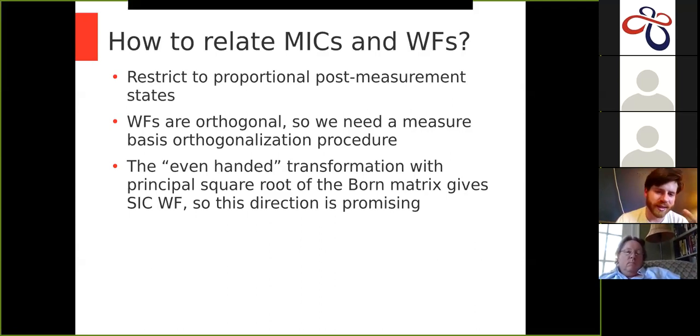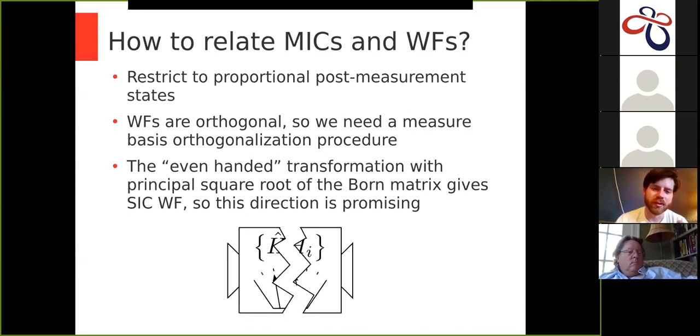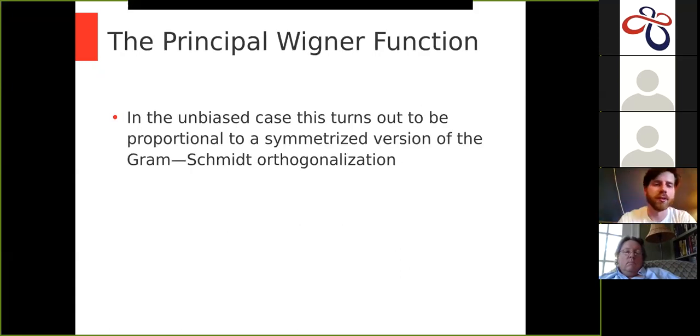And that splitting in half of the Born matrix now finally explains why I fractured a measurement device at the beginning of the slide. Of course, it's a cartoon, but now you finally see. So let's pursue this further. We will define something called the principal Wigner function.